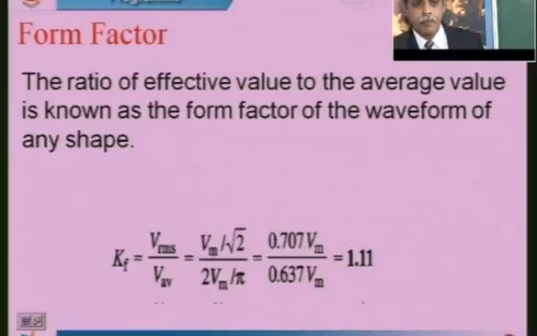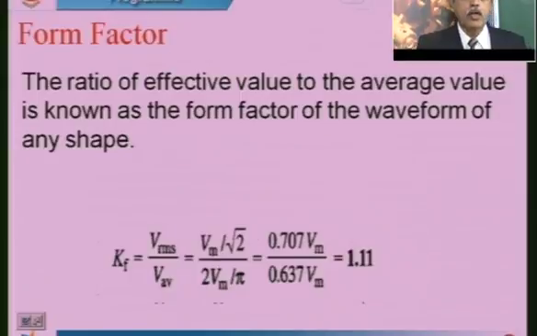Then I have a form factor. This can be defined for all the waveforms. The ratio of effective value to the average value is known as the form factor of the waveform of any shape. Generally, if I take a sinusoidal quantity, the form factor is equal to RMS value divided by average value. The RMS value of the voltage is given by maximum value divided by root 2, and the average value is given by 2 times the maximum value by pi. Simplifying this, I will get the form factor as 1.11. All sinusoidal waveforms, whether voltage or current, will have a form factor of 1.11.